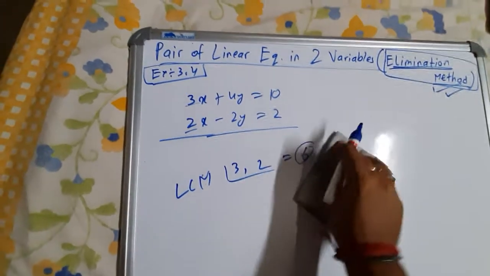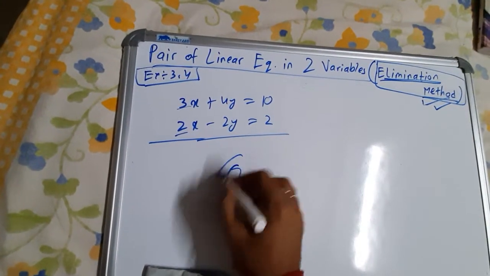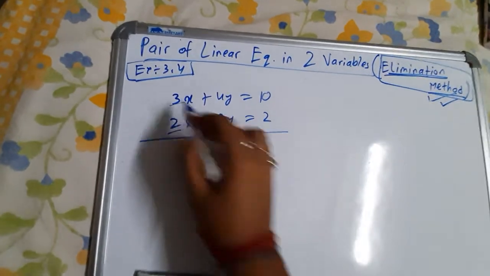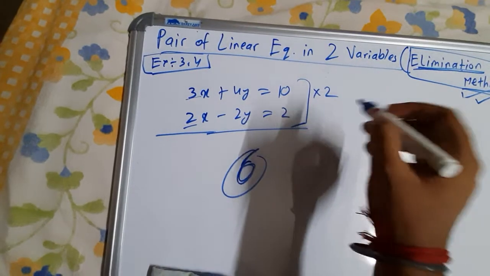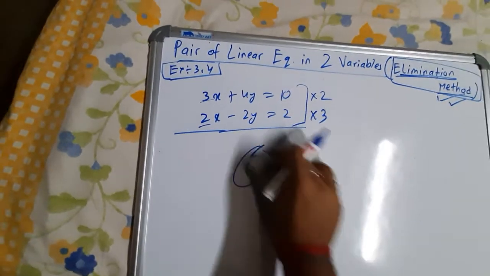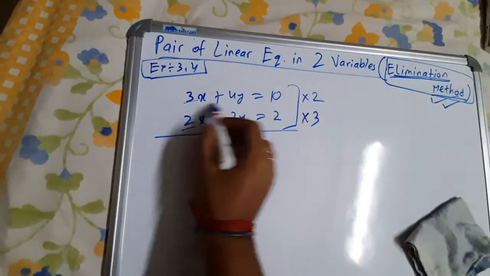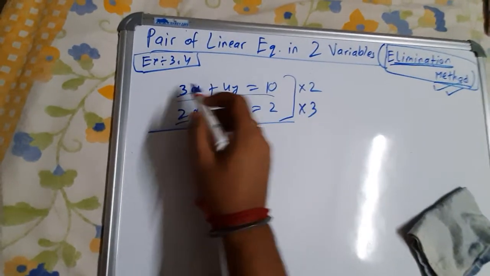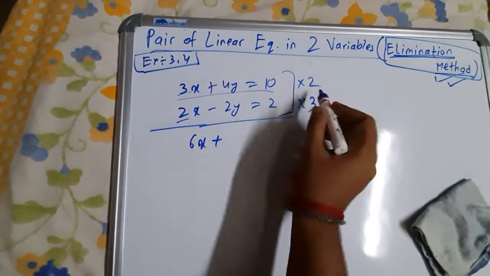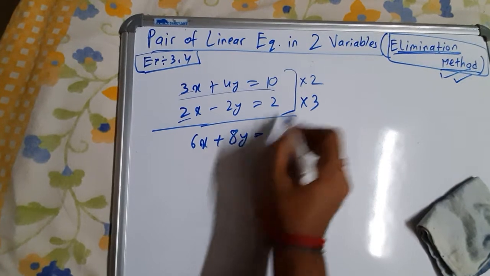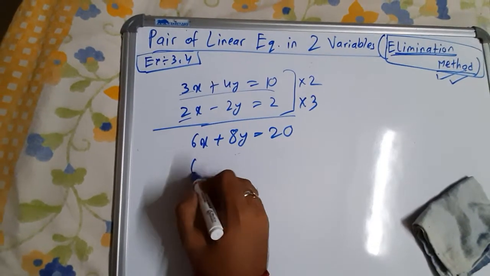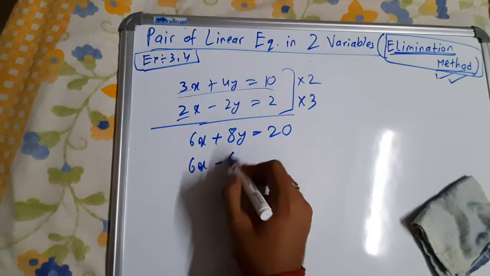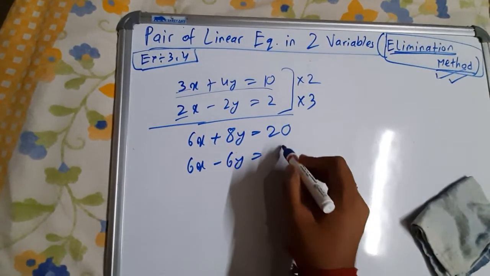So how to make 3 into 6? Our target is 6. I shall multiply by 2. How to make 2 into 6? I shall multiply by 3. Now see what the result becomes. 2 multiplied with this whole equation, so it will be 2 3s are 6x plus 2 4s are 8y equal to 2 10s are 20, and the lower equation will be 3 2s are 6x minus 3 2s are 6y equal to 3 2s are 6.